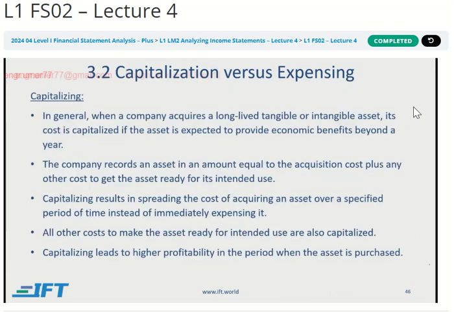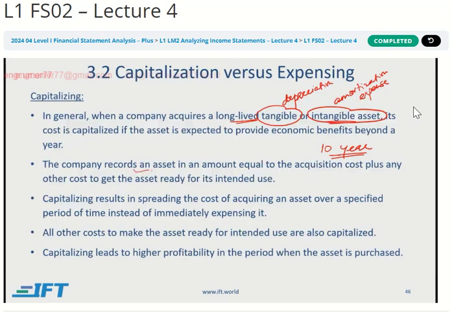So what is capitalizing? When a company acquires a long-lived tangible or intangible asset. If it is a tangible asset, it will be expensed out slowly through depreciation expense, and intangible assets are expensed out slowly through amortization expense. So intangible assets like software, you can buy a software but don't show it as an expense, capitalize it, show it as an intangible asset, and then slowly over the years, let's say it's a 10-year license. So if the useful life is 10 years, then amortize it, expense it out over 10 years.